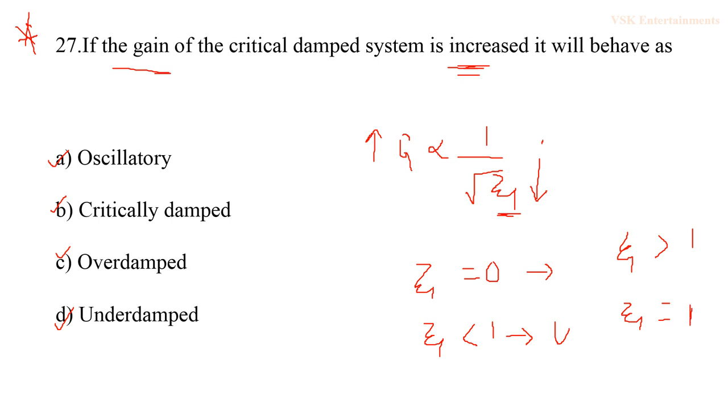So for a critically damped system, if the gain value increases, the zeta value decreases to less than 1, which means the system is an underdamped system. So option D is the right answer for this bit.